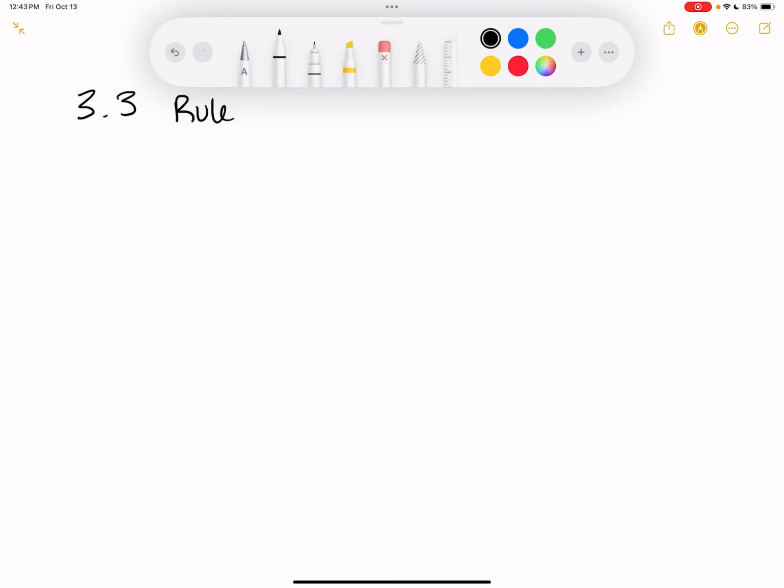3.3 rules for differentiation. All right, we're going to have 6. Okay.